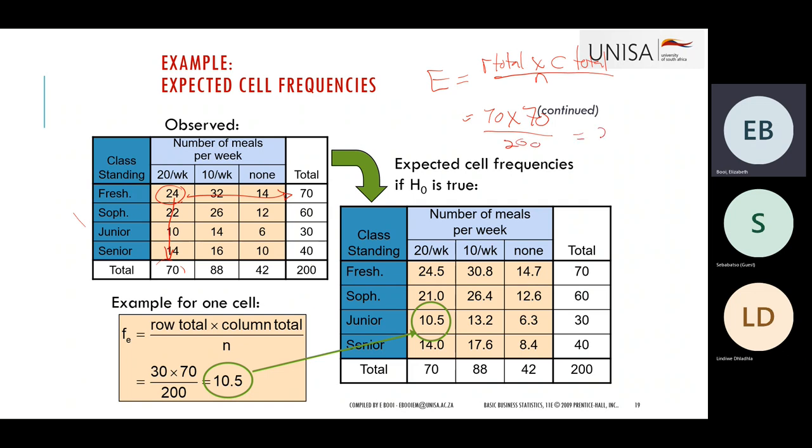And the answer you will get will be 24.5. Similarly, if I need to calculate the expected frequency for junior, that will be the row total, which is 30, times column total, which is 70, divided by the grand total, and I can complete the entire table of expected frequencies, and that will help us to calculate the test statistic.